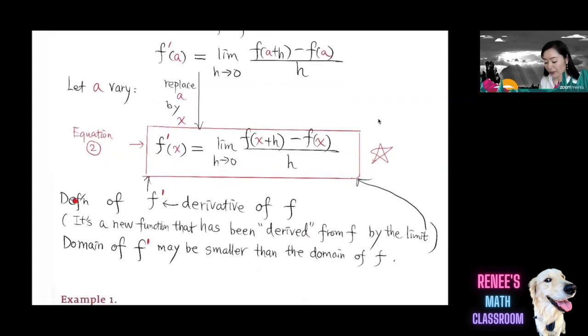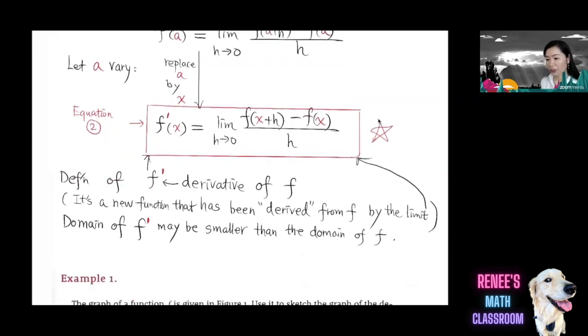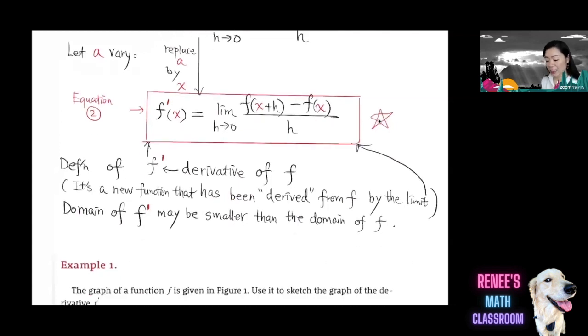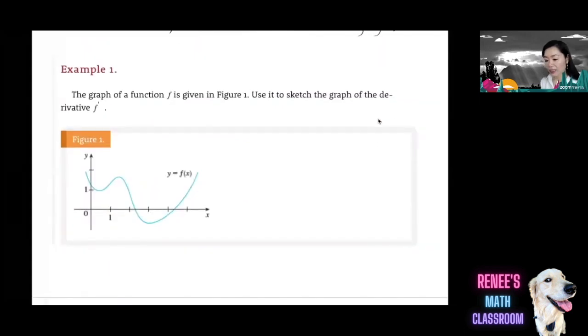So this is the definition of the derivative of the function f, which is a new function that has been derived from the function f by this limit. Now notice that the domain of this new function f prime may be smaller than the domain of the function f. Now take a look at this example 1. This is the graph of the function f. We're going to use it to sketch the graph of the derivative f prime.